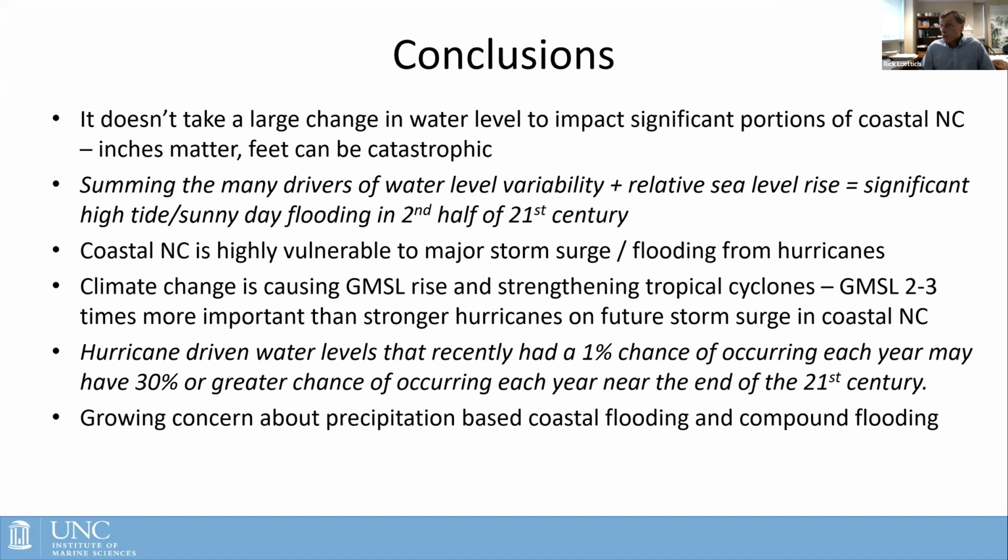And as I just talked through, something that has a 1% chance or a 1 in 100 year storm this year may have a 30% chance towards the end of the century, or once every 2 or 3 year kind of average return period in that time frame. And then lastly, the issue of precipitation. All of this is the ocean response and impacts on the coast, but certainly precipitation is a growing concern, particularly when it is superimposed on the storm surge from the ocean.